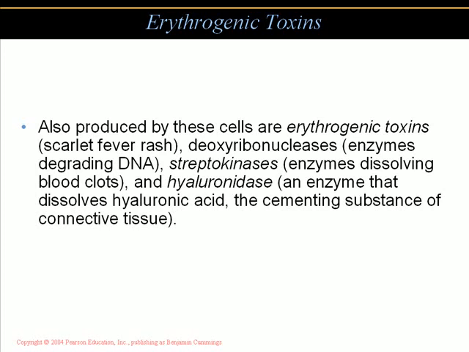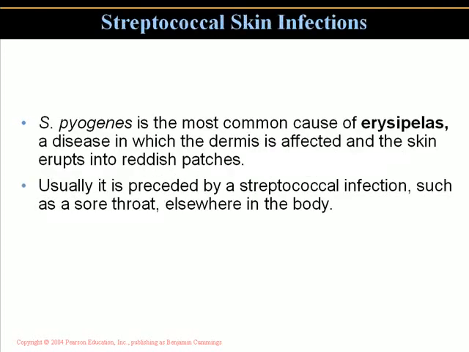Now, these combinations of toxins and enzymes help to degrade tissue. In the process of degrading tissue, it allows the infectious organism to spread very rapidly throughout the system. So again, you should be familiar with deoxyribonucleases, you should be familiar with streptokinases, and you should be familiar with the term hyaluronidases. Strep pyogenes is the most common cause of erysipelas.